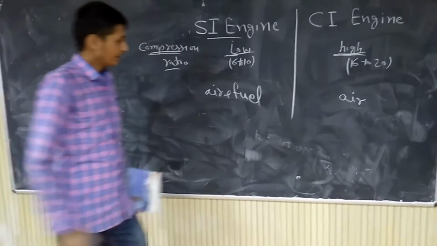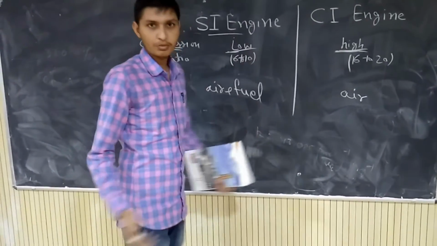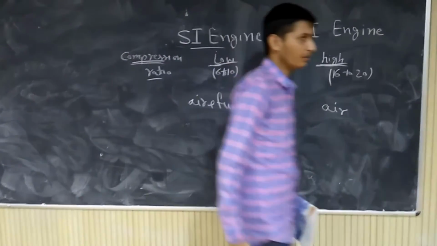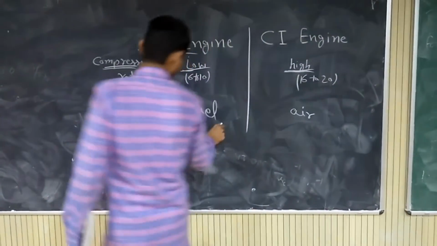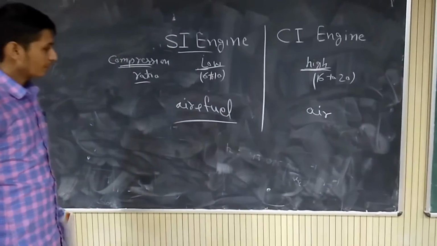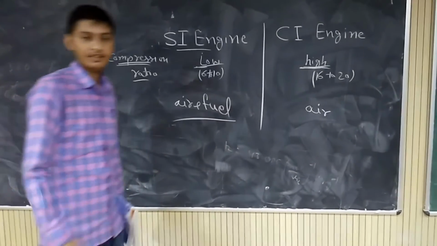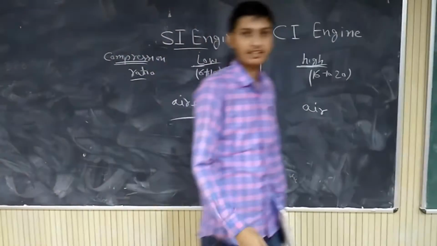In the SI engine, the air plus fuel mixture is compressed. In that case, pre-ignition may take place, which is the problem of knocking. To prevent this problem, we are now using a new technology, gasoline direct injection.